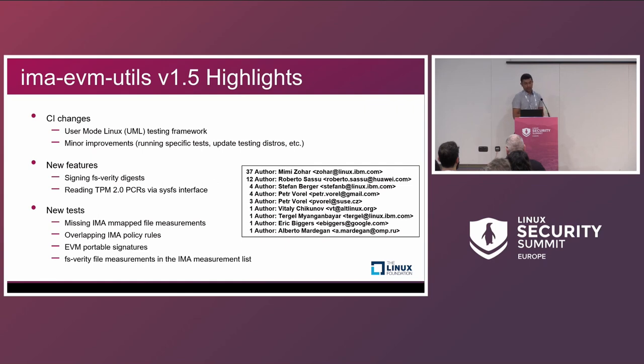So we released IMA EVM Utils 1.5, and the most notable change is the added support for User Mode Linux, so we execute the kernel in user space. This is very helpful, because we have a pipeline in GitHub Actions, and we test new kernel patches. We also had minor improvements, like running specific tests or updating the testing distro whenever a new version is out.